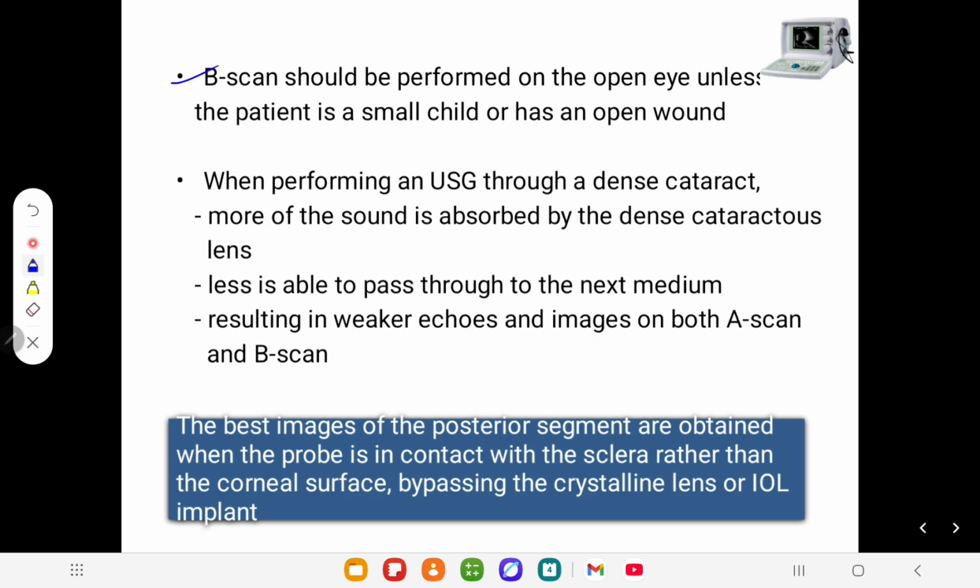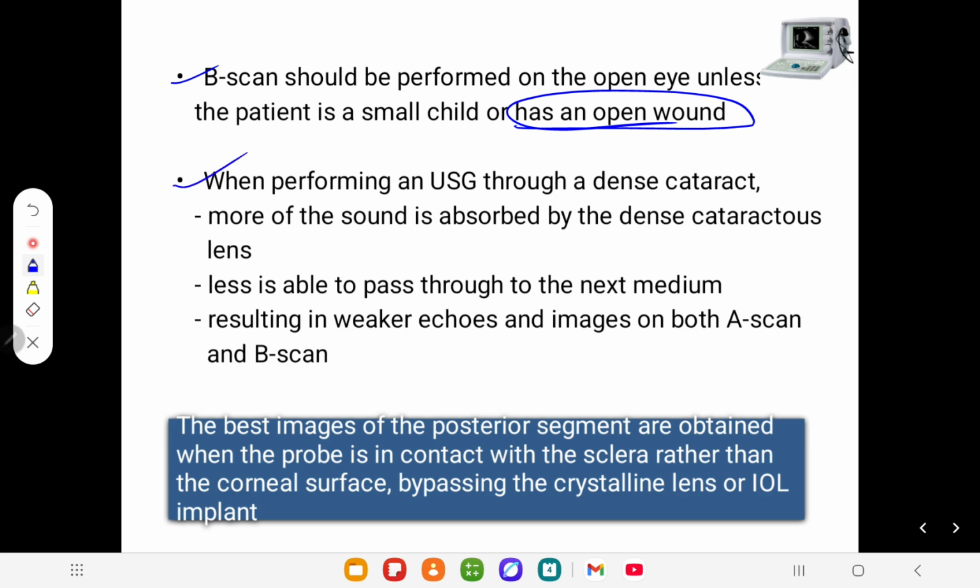B scans should be performed on an open eye unless the patient is a small child or has an open wound. If someone has an open wound, I think ultrasonography is contraindicated, but still in a child or an uncooperative patient, that's completely okay. But if the patient is cooperative and you can take all the measurements safely, with infection safety and everything, then it's better to perform through the sclera than through the lid, because the lid will absorb the sound wave.